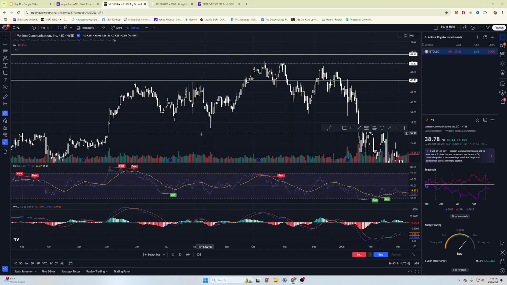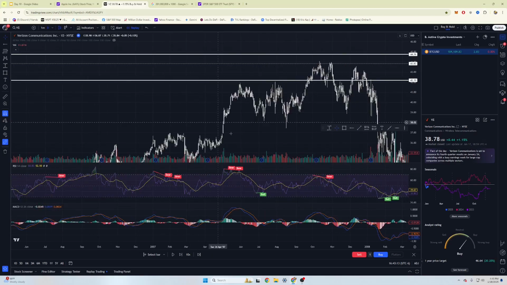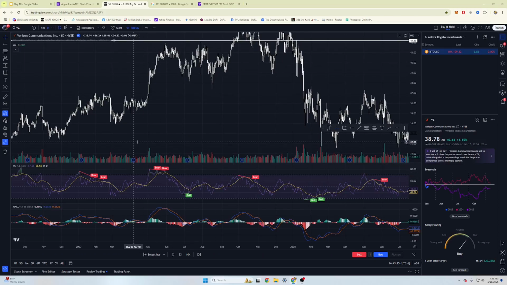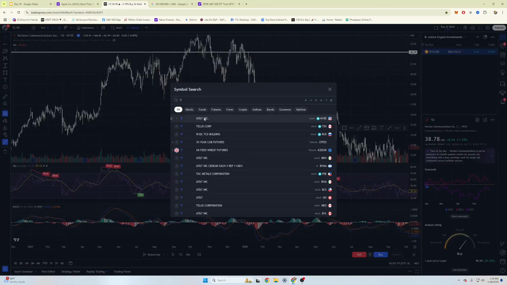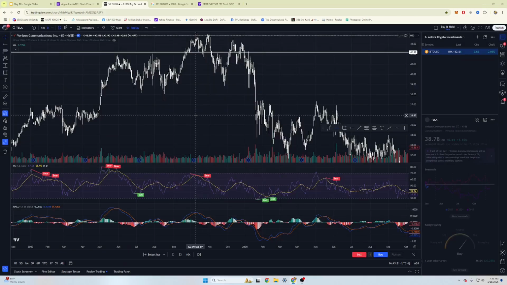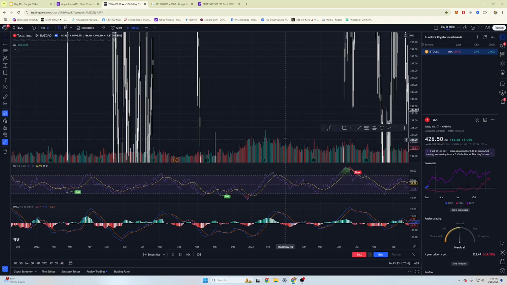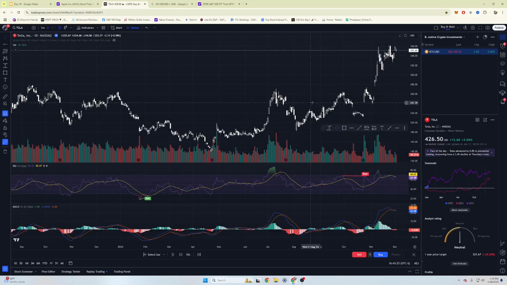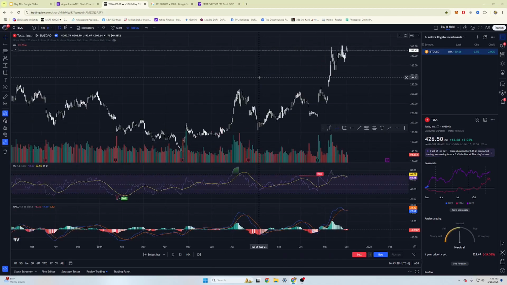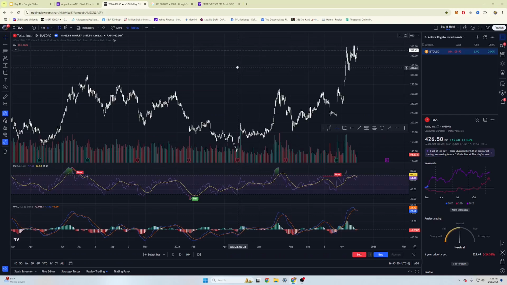Now, as you can see, we have volume on this chart for the most part. This is Verizon, so let's look at something like Tesla, because I'm about to show y'all something right now. Let's just reset this chart view. Okay, let's look at Tesla on a daily chart. All right.